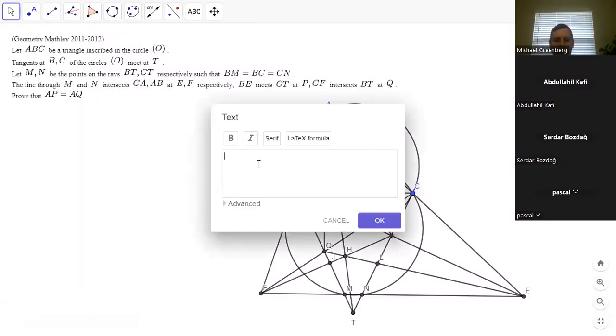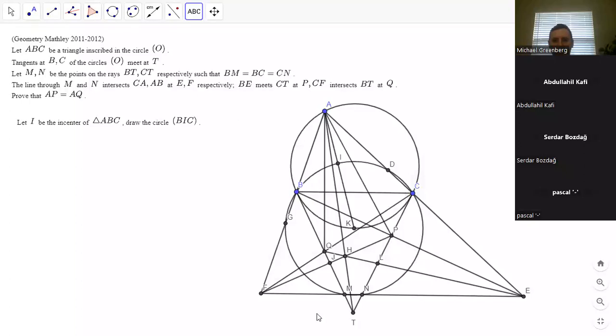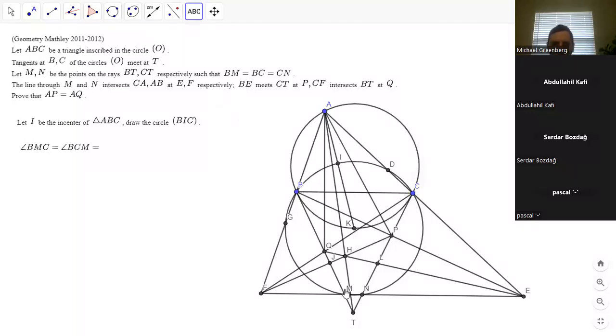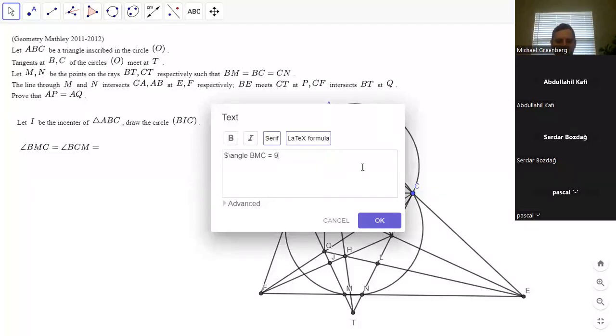So let I be the incenter of triangle ABC, draw the circle BIC. So we're going to show that it passes through M and N. So angle BMC equals angle BCM. Which, BMC, it's just 90 minus A. I'll just say this. BMC is 90 minus A over 2. Which is 180 minus BIC.